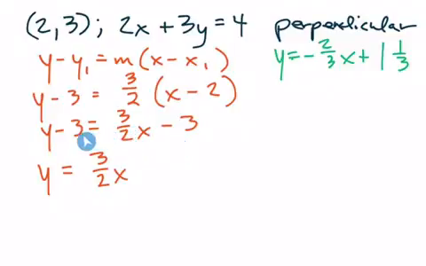Now, the thing is, when you add the 3 from this side to this side, it's going to cancel out. So you don't put +0. You just write that as y is equal to 3/2 x.